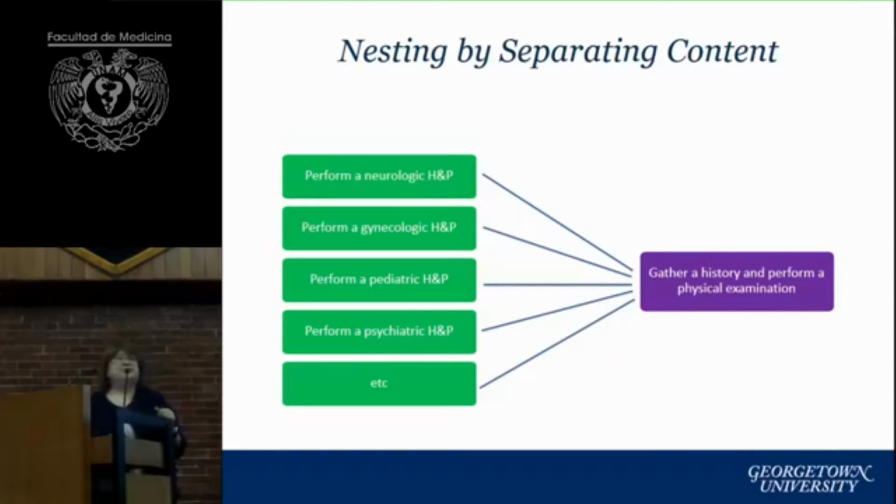I might nest it by separating the content. So for instance, gather a history and perform a physical exam, I might say that as the student rotates through the different departments, they're responsible for achieving an EPA for patients of that department. So being able to do a neurologic history and physical, being able to do a gynecologic history and physical, pediatric or psychiatric. And by going through all of those, then they're able to do a history and physical across multiple contexts and multiple types of patients.